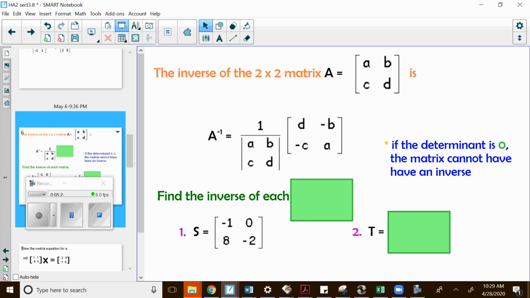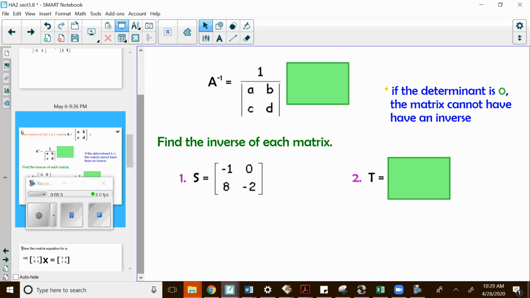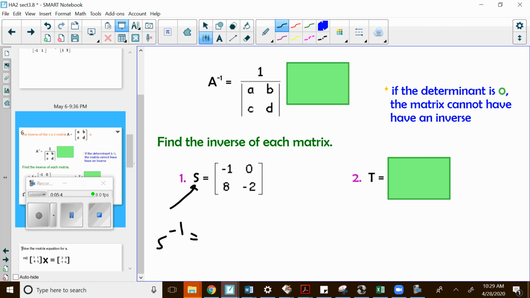This is just what we've already talked about. So let's do this one. If we want to find the inverse of S, this is S right here. So S inverse is 1 over the determinant of S. Well, let's find that real quick.